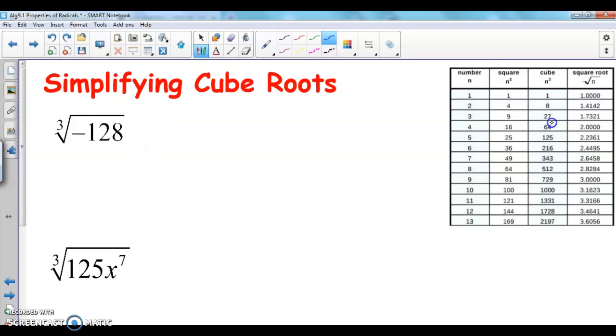So under the third column, the closest to 128 is 125, but definitely 125 is not a factor. So we're going to try 64, because 64 can divide 128.